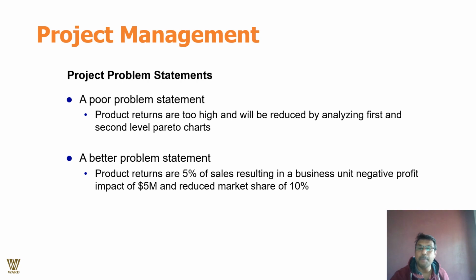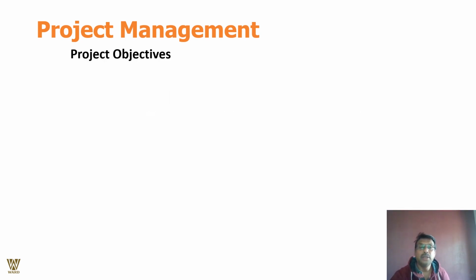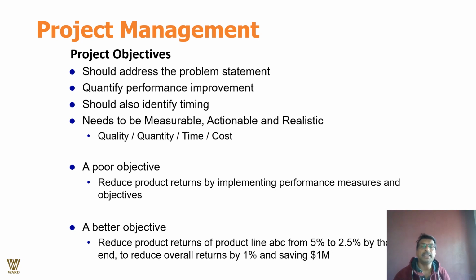This is having a potential market share of 10% reduction altogether. We are talking about the project objective, which should address the problem statement. Now is the point where you need to quantify the performance. What is required should be identifying the timings also. It needs to be measurable, actionable and realistic.